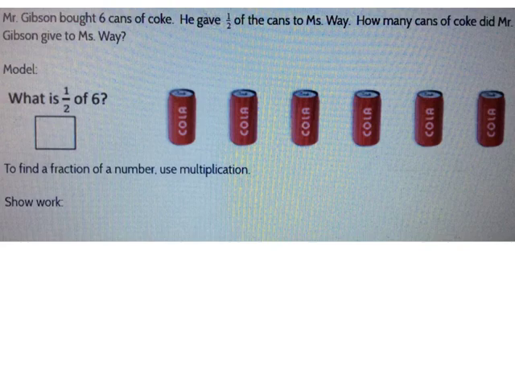Let's look at an example first. Mr. Gibson bought 6 cans of Coke. He gave 1/2 of the cans to Miss Way. How many cans of Coke did Mr. Gibson give to Miss Way? So we're trying to find out what is 1/2 of 6.